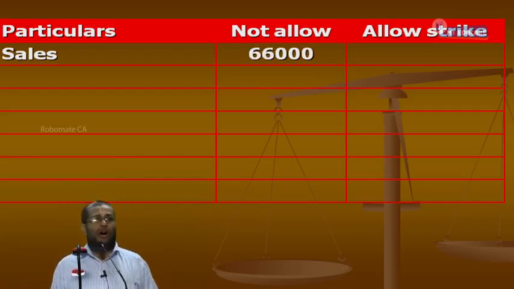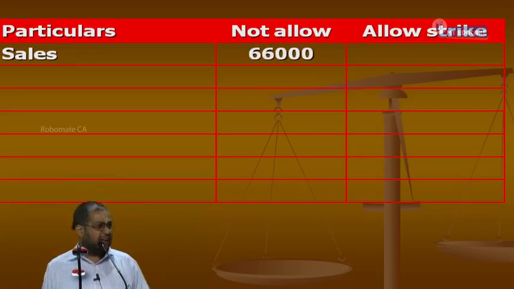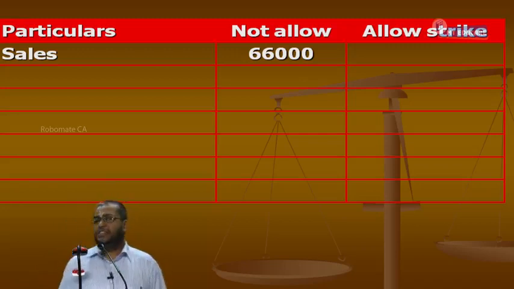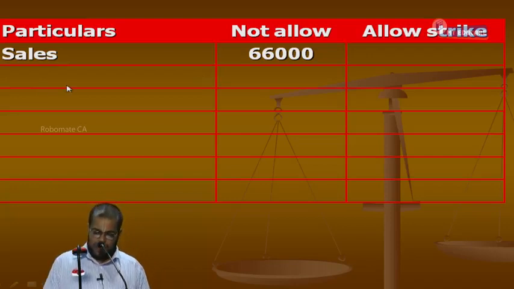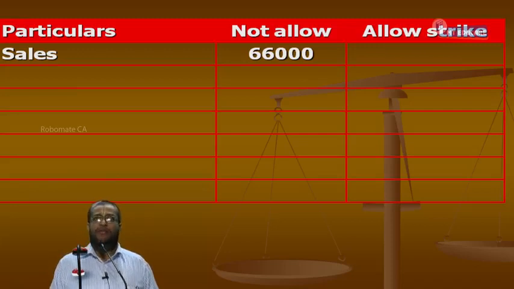66,000 thousands. So, always strike off 3 zeros. We are writing numbers in thousands. 66,000. If you want for revision, in bracket below this write 27,500 machines into 2,400.